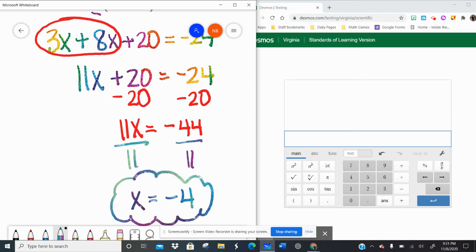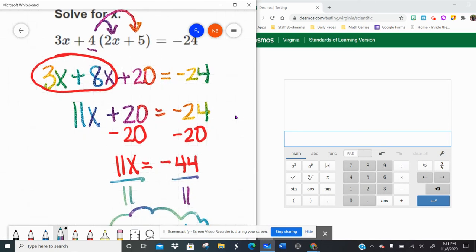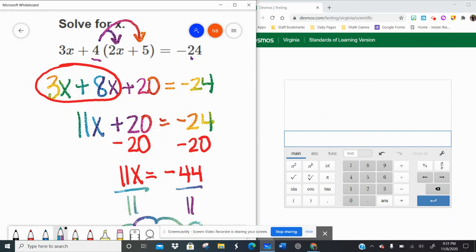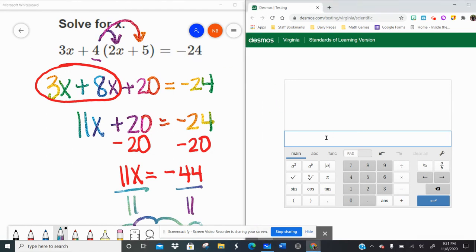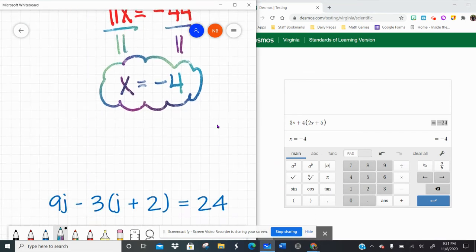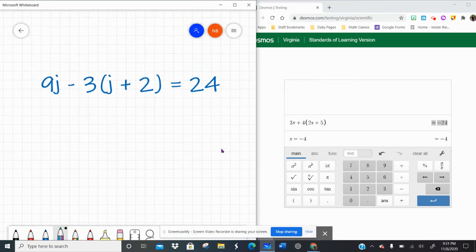But like all good mathematicians, we have to go back and check our work. So I'm going to type in just the left-hand side of the equation. And remember, I want it to equal negative 24. So let's do 3x plus 4, parentheses, 2x plus 5. So how do we check our work? We're going to plug in what we got for the value of x. We got x equals negative 4. And just like that, see right here where it says negative 24, that means we're correct because it was supposed to be negative 24. So we can use that calculator to check our work, right? Super smart to do.